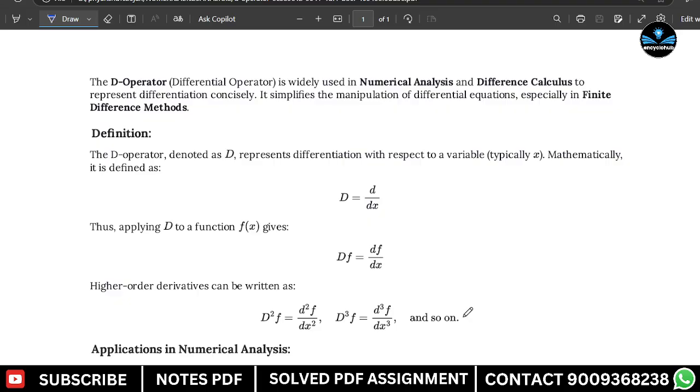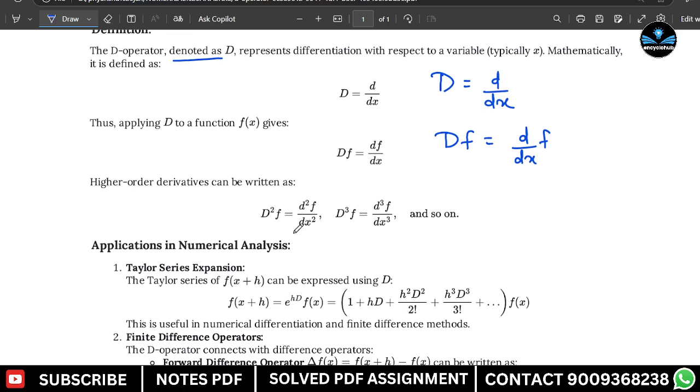First, the D operator represents differentiation with respect to the variable x. This is a differentiation, nothing else, and we are differentiating with respect to x. If we put a function f, it looks like this: differentiation of f. This is the first differentiation. Now the second one looks like this, and the third one looks like this.